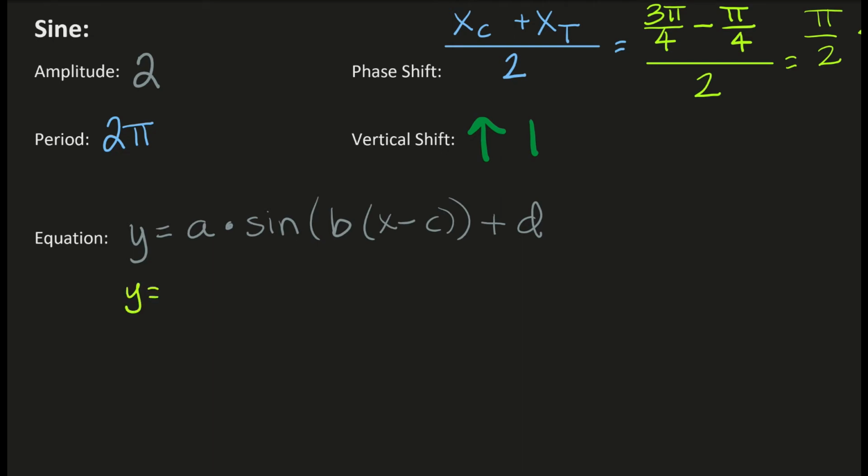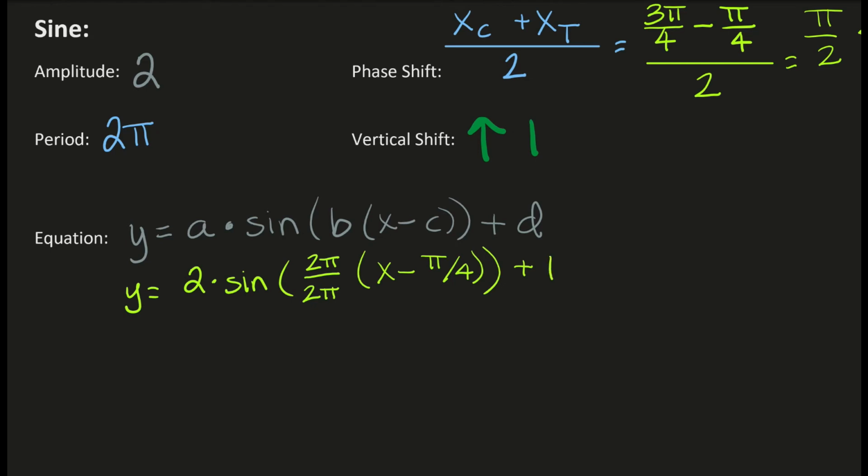So our amplitude is 2 times sine. Now, this is the part that you have to be wary of. B is not the period. B is the horizontal dilation. With a sine graph, the way we find the value of B is we're going to say 2 pi divided by whatever the period is. So here, our period was 2 pi. Our phase shift we found to be pi over 4. And our vertical shift went up 1, so we're going to say plus 1.